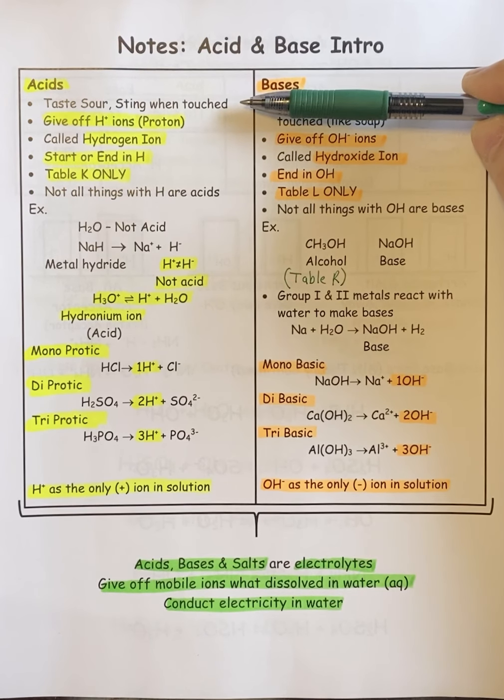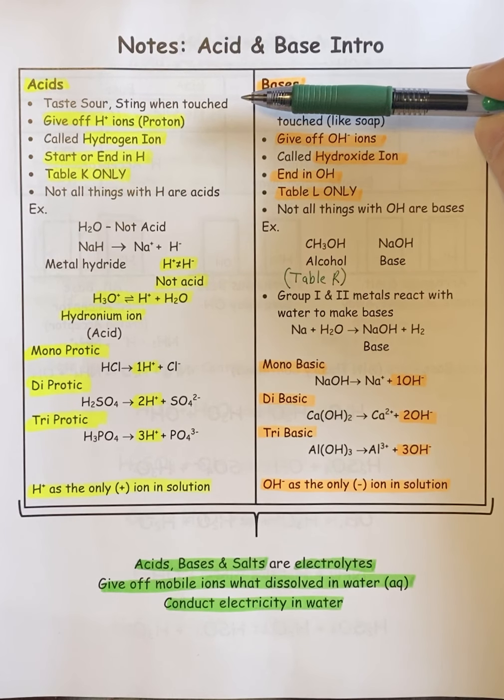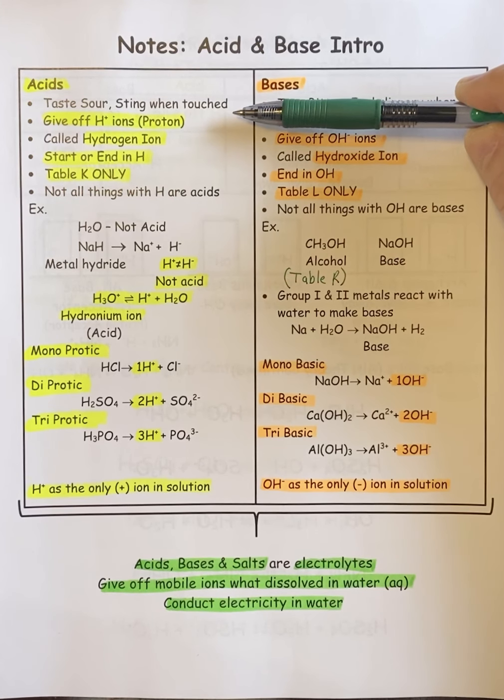Normally we wouldn't eat chemicals, obviously, but there are some acids that are edible, like citric acid, which is found in lemons and limes and that type of things. Vinegar, same thing. It's an acid that we can eat. But in general, we don't eat these things.